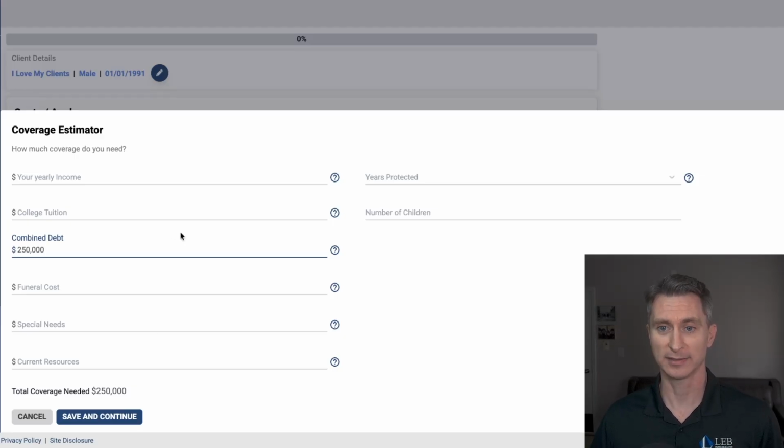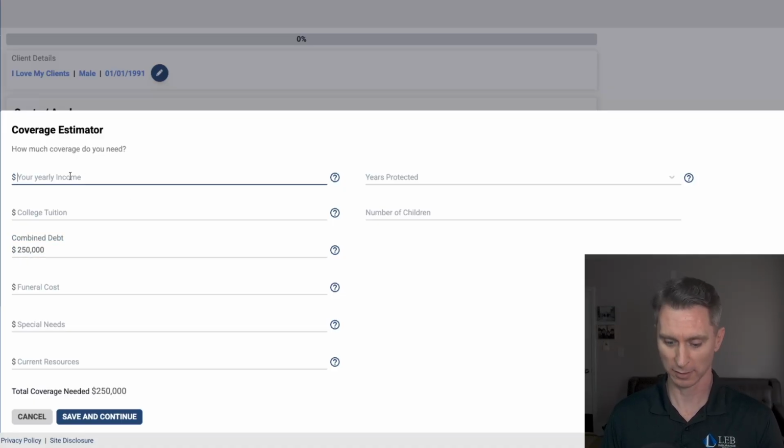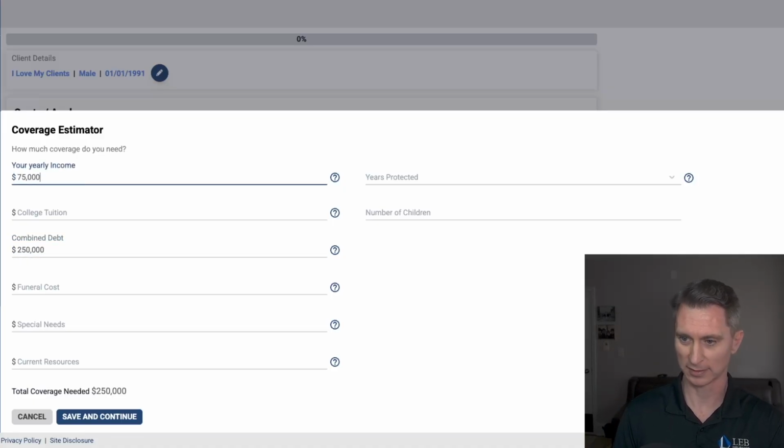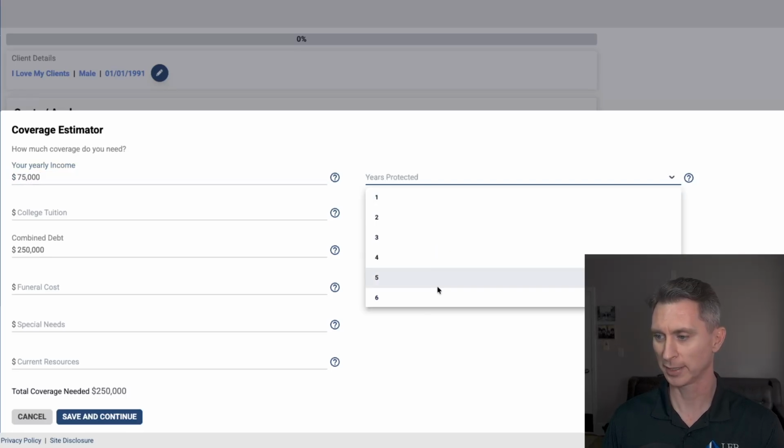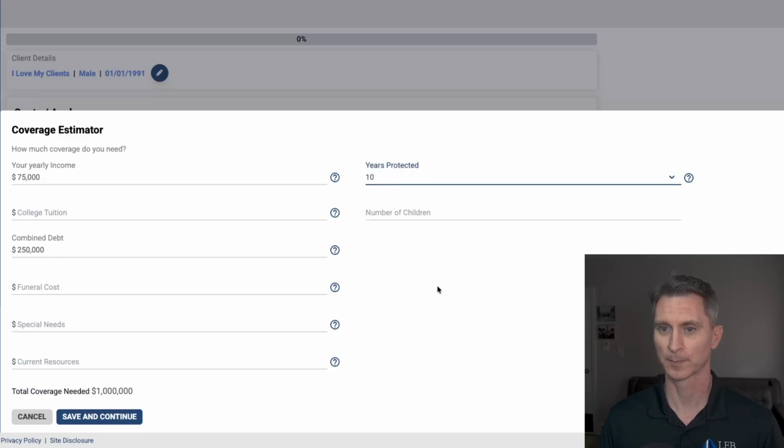Now I stands for income. So we want to ask, how many years would you want to replace your income for your family? So for example, if you're making $75,000 a year and you want to protect it for 10 years of income, that's $750,000 right there. So here we're going to add in the income, $75,000, and years protected, we're going to provide a legacy to our beneficiaries for the next 10 years. Okay, so this is what creates that financial cushion and stability for your family.